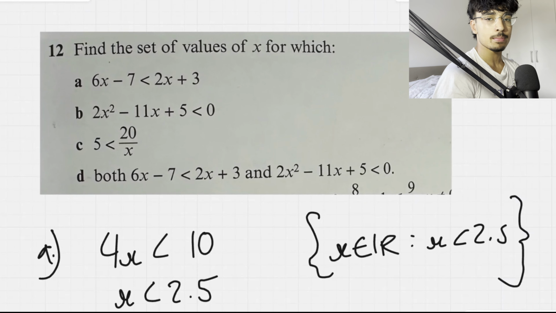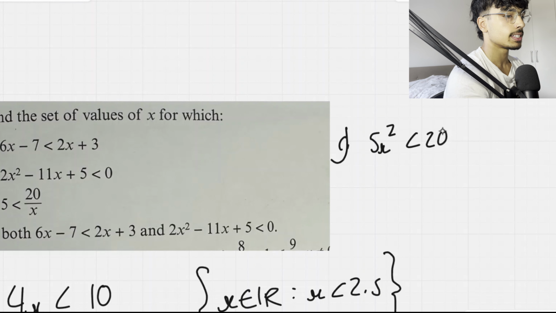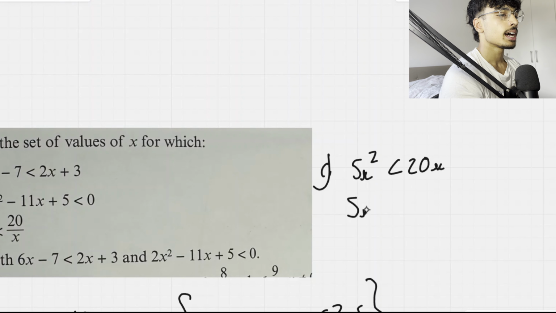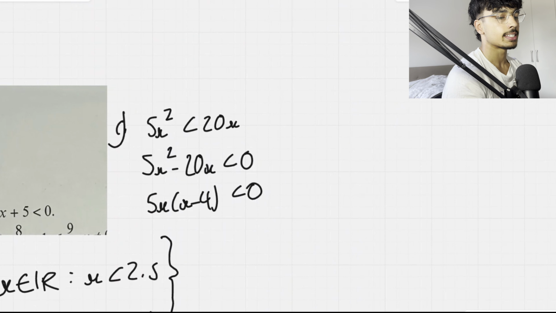Now C seems stupidly easy. 5 is less than 20 over x. You just times by x on both sides and then bam, in the game. But actually you don't times by x because x could be negative or positive. You times by x squared because x squared is always going to be positive. So essentially what you do is, okay, 5x squared is less than 20x, because we multiplied by x squared. That means that 5x squared minus 20x is less than 0. Factorize it, 5x brackets x minus 4 is less than 0.